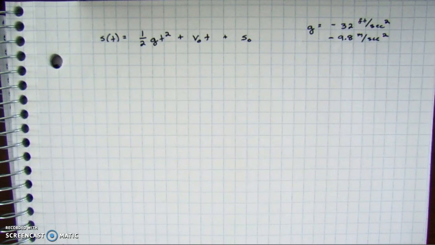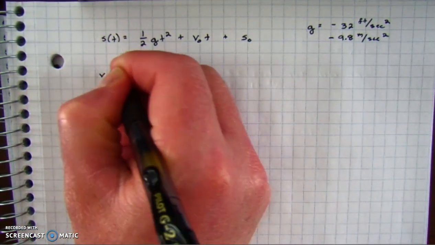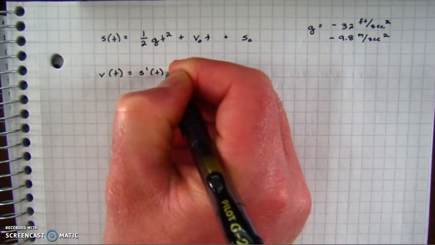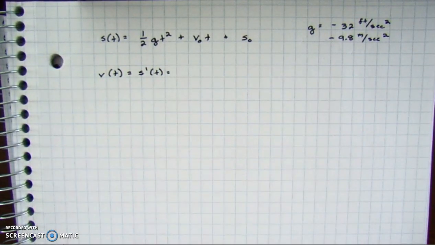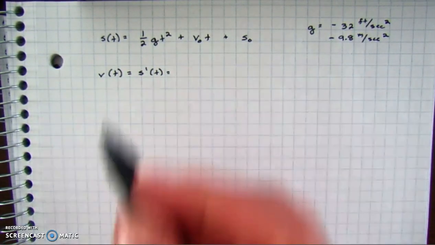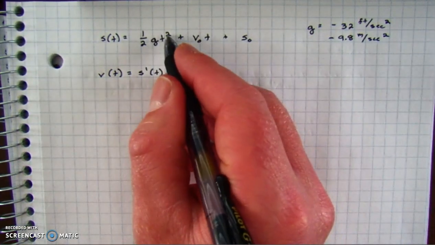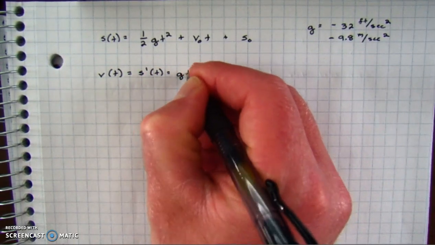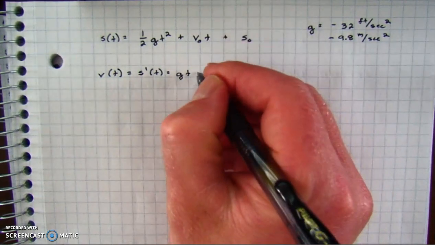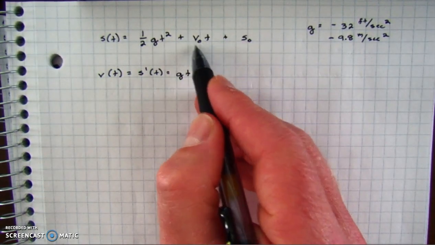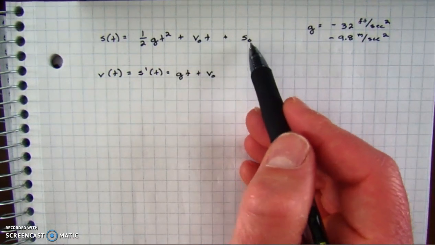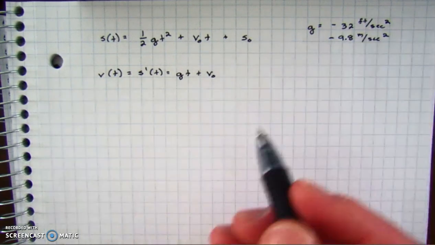Now, if you take the derivative of the position, then you're going to get the velocity. So your velocity of t is just s prime of t. That's just the derivative, so that's how fast it is moving at any particular time. If you took the derivative of this, you're just going to get 2 times a half, so that's just 1. So you're going to get g times t, plus v naught. The derivative of v naught of t is just v naught, and then your s naught doesn't have a t on it, so that's just going to go away.